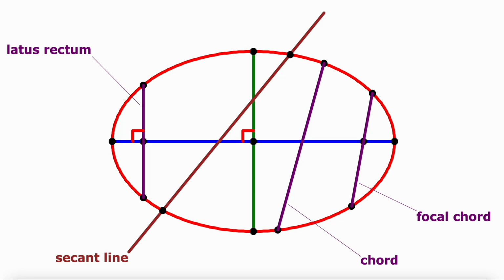Lastly, a secant line is a line that intersects an ellipse at exactly 2 points. Secant lines always cross the ellipse, unlike tangent lines, which only touch the ellipse at 1 point. We can draw infinitely many secant lines that intersect an ellipse.